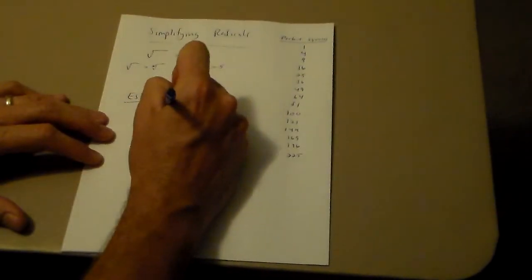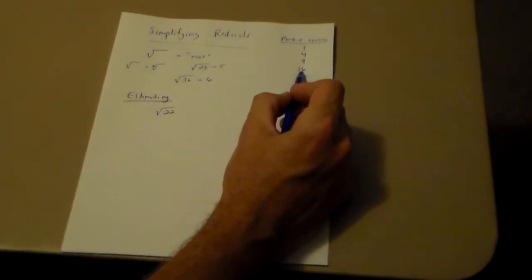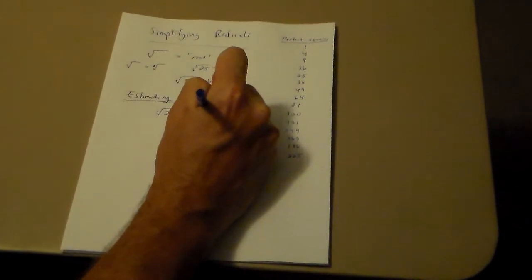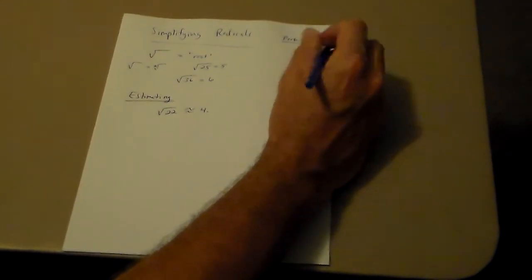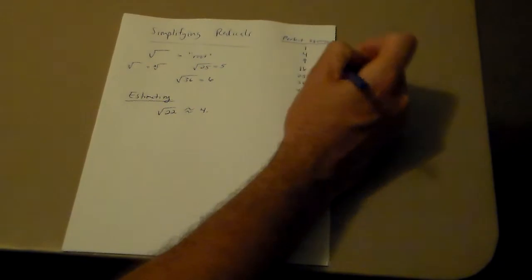So if I had the square root of, say, 22, now, I know the square root of 25 is 5, and the square root of 16 is 4. So I know that this is going to be approximately 4 point something, because it's bigger than 4, but it's less than 5. Now, 22 is here. It's 6 away from there, and it's 3 away from there.